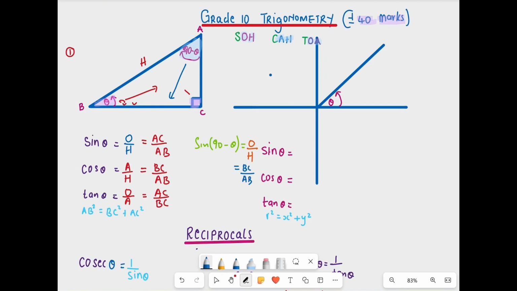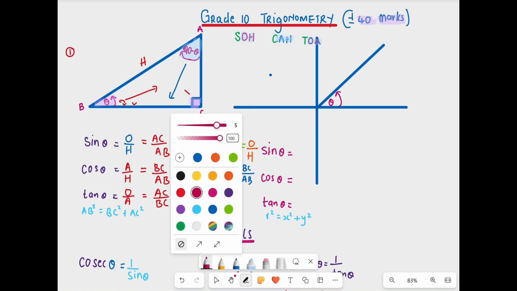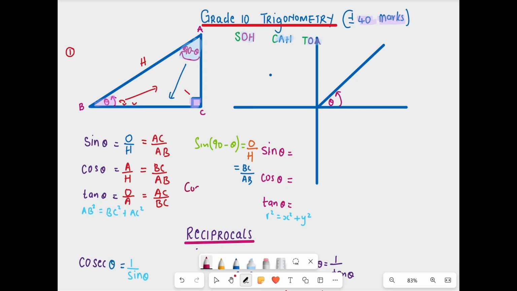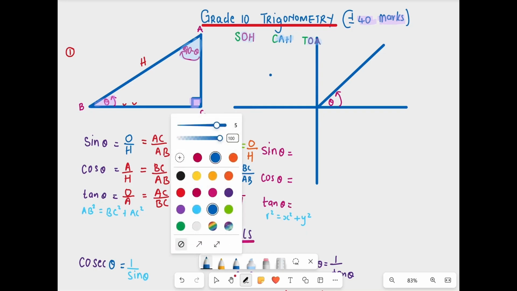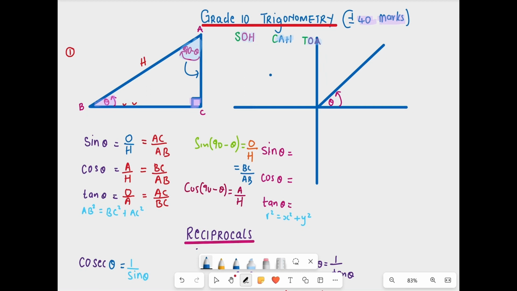And then if you are looking for cosine, if I am looking for cos of 90 minus theta, the definition of cos is still adjacent over hypotenuse. But from angle 90 minus theta, the side that is closest to that angle, my adjacent side, is AC. So your cos of 90 minus theta will be AC over the hypotenuse, which is AB.